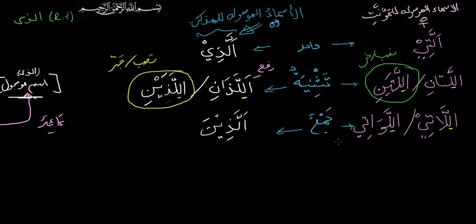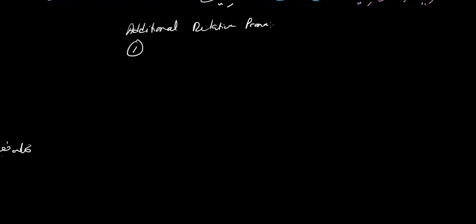Okay. In addition to this, though, there are four additional ism mawsula that we have to know. The first one is additional relative pronouns. Okay, the first one is ma and man. This first category is ma and man, and that means that and who, which can also be used as that.